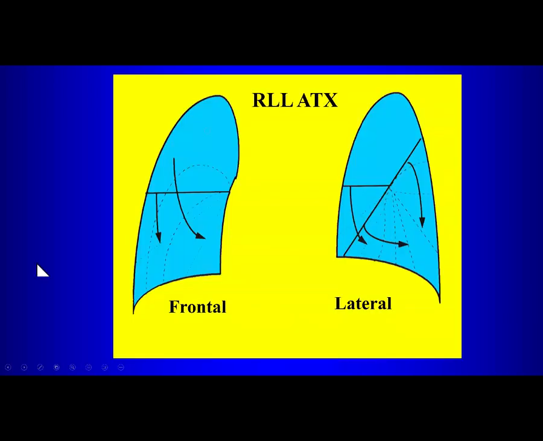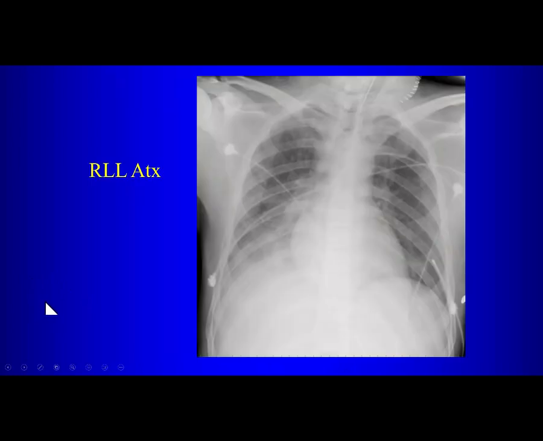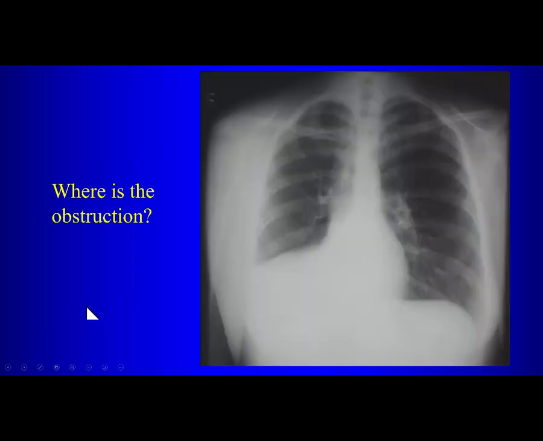Okay? So the right lower lobe collapses downward onto the diaphragm. And so that tends to obscure the diaphragm. Usually you can see the heart border go through the opacity of the collapsed right lower lobe.